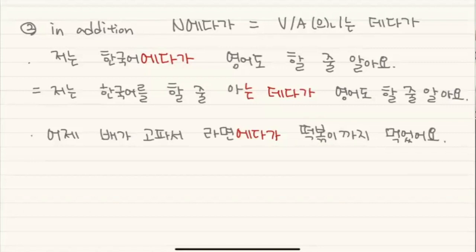So if you use this one with the additional meaning, adding meaning, you need to use it like this. 에다가, after that 도 or 까지. So the sentence pattern looks like this: something something 에다가 something something 도 or 까지 something something. Because you're adding some more information.